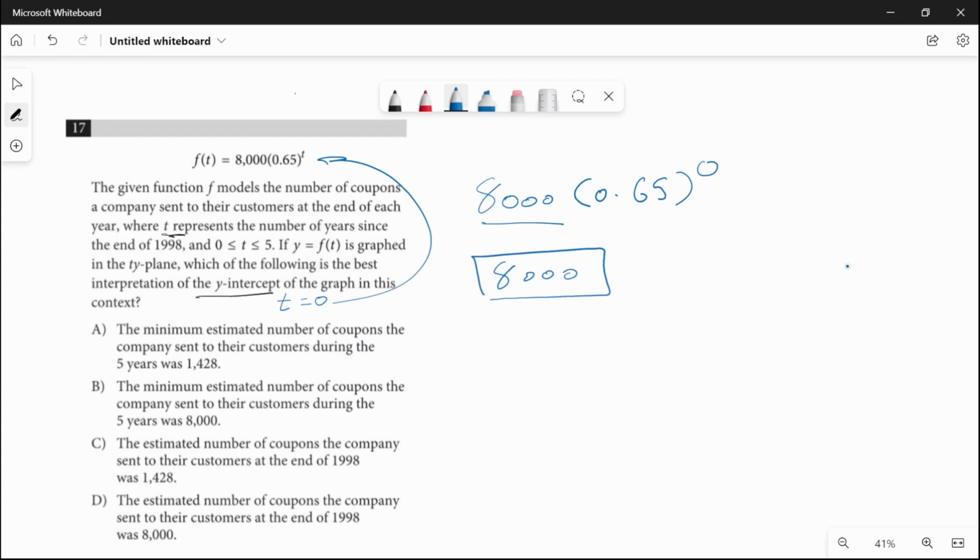And we should know the year that we first started from. And this year is given here as 1998. So at 1998, the estimated number of coupons sent to customers by the company was equal to 8,000. And that's the same as choice D here. The estimated number of coupons the company sent to their customers at the end of 1998 was 8,000.